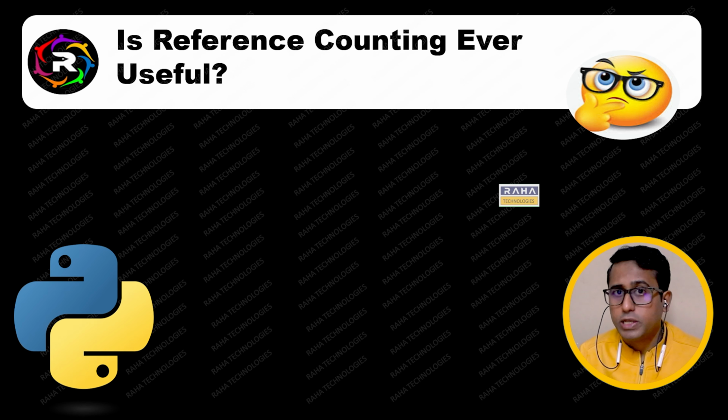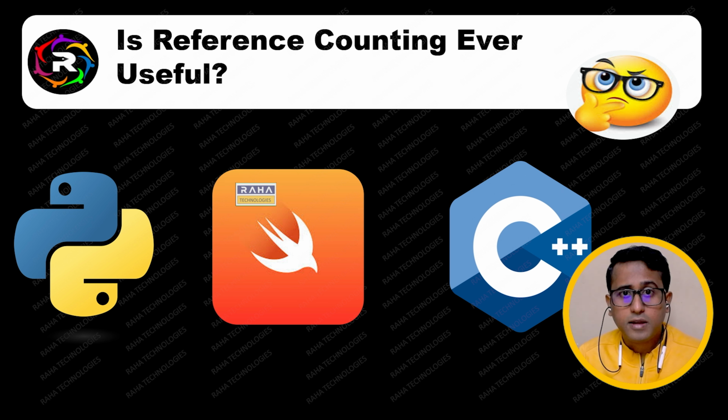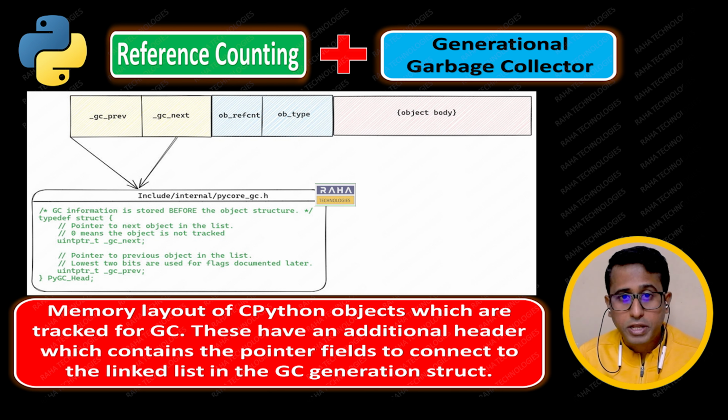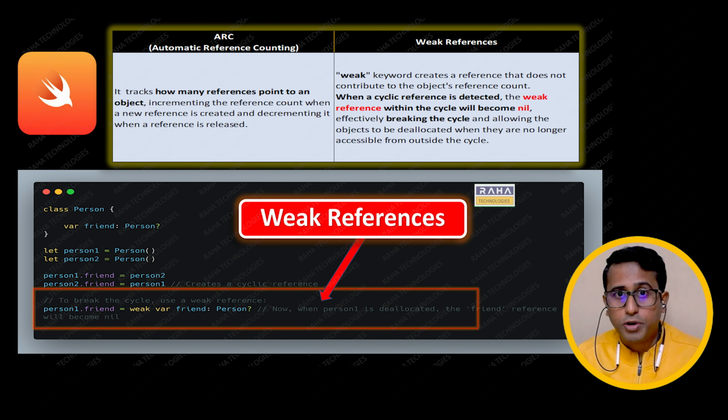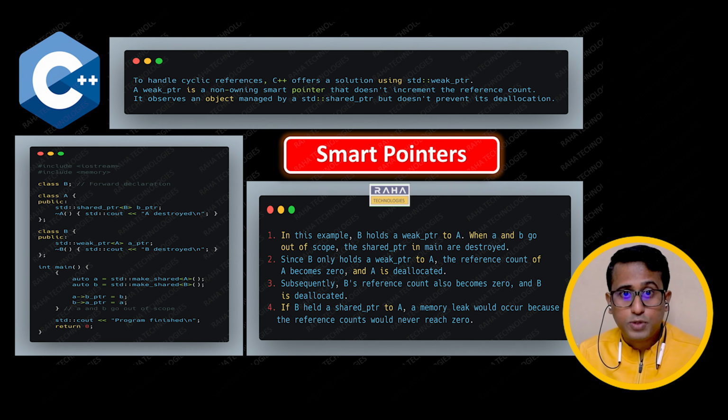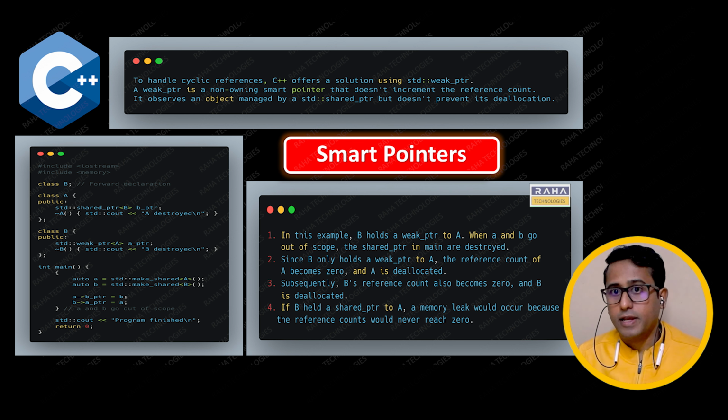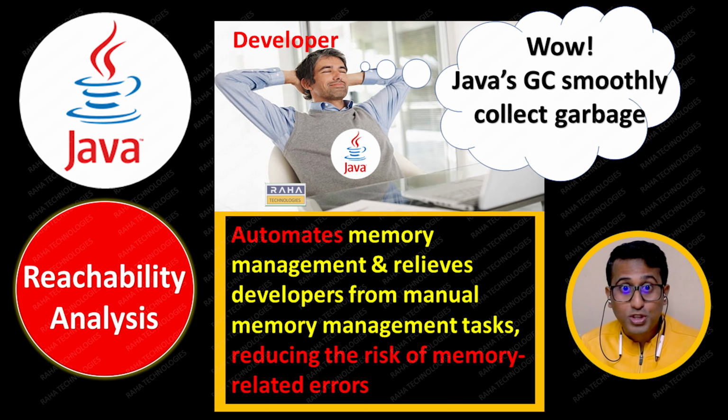So if reference counting is flawed, why do some languages still use it? Yes, it is still used in some cases. Python uses reference counting but has a backup cycle detector. Swift uses reference counting for performance but requires weak references to prevent cycles. C++ smart pointers use reference counting but require manual handling of cycles. Those are manual. But for Java, the trade-offs were not worth it. So it sticks to reachability analysis and does automatic garbage collection. No need to worry, Java programmer.